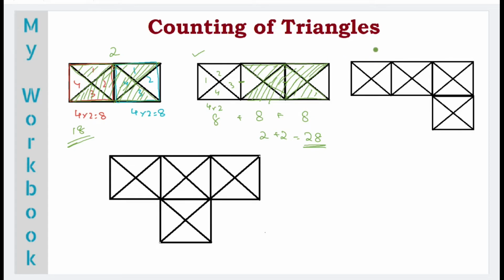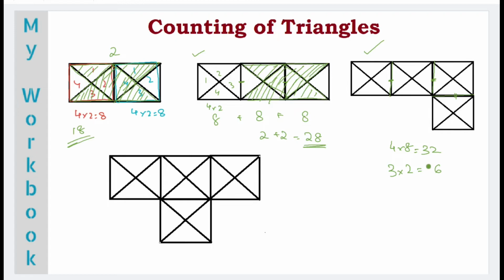Let's move on to this figure where there is an L-shaped joint. Each square will contribute 8 small triangles, correct? So there are 1, 2, 3, 4. So 4 into 8 will be 32 small triangles. Now how many joints are there? There's one joint here, one joint here, and one more joint here. So 3 joints. So you will add 2 triangles for each joint. So 3 into 2, that will be 6 triangles.